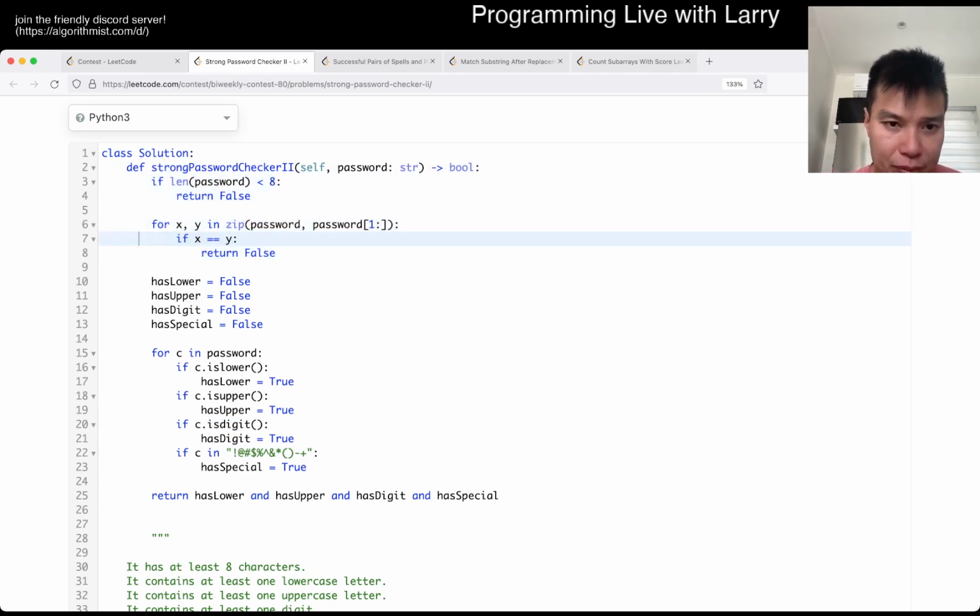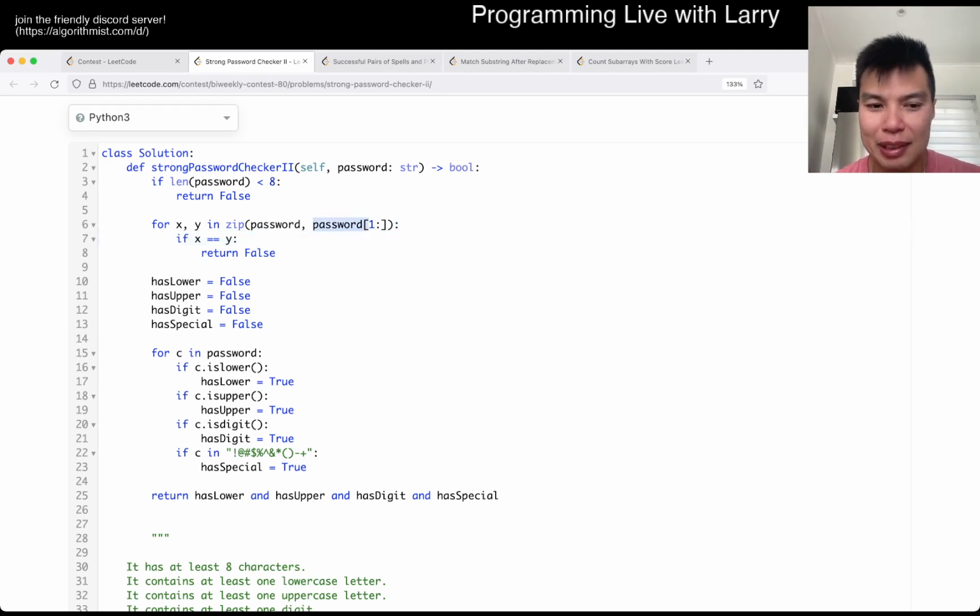That's pretty much it. You can do it in linear time, constant space. Technically, I don't because of this thing, but yeah.